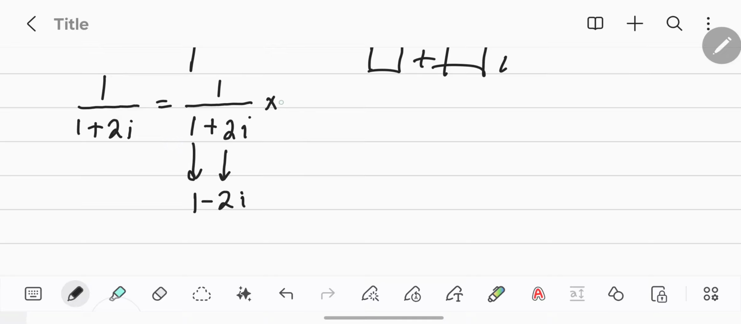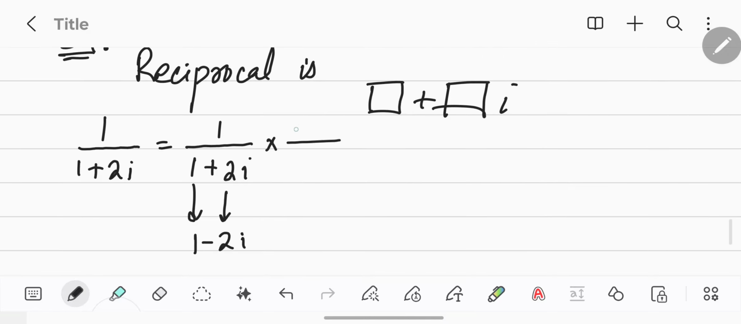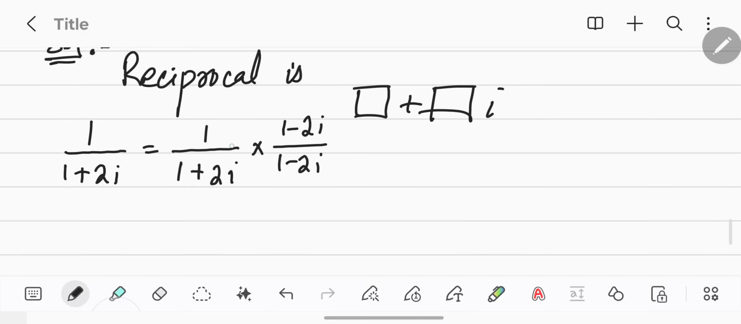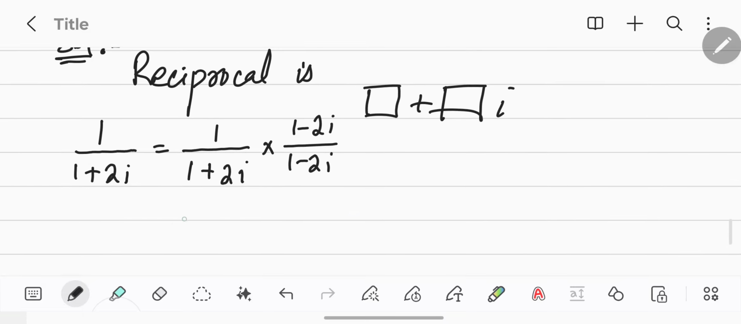So I will multiply and divide by this conjugate. I will write a fraction here, 1 minus 2 iota over 1 minus 2 iota. This is what I have to do. I have to multiply and divide by the conjugate of this complex number. Now, what to do?